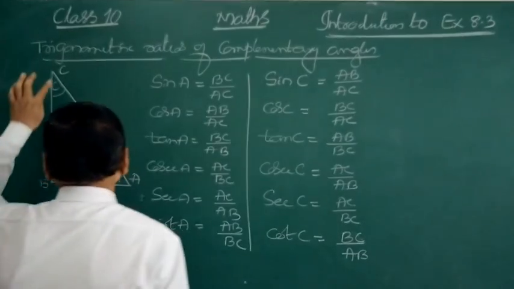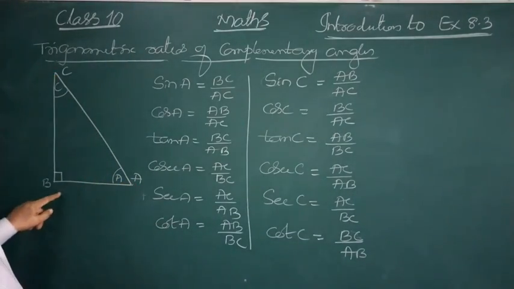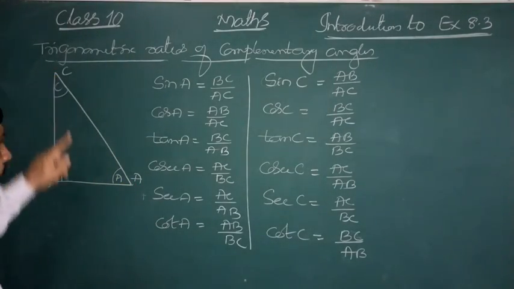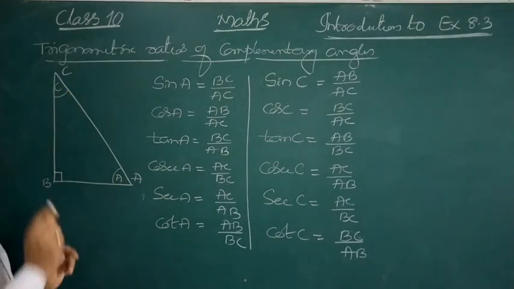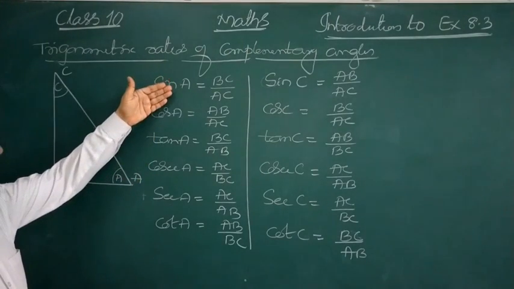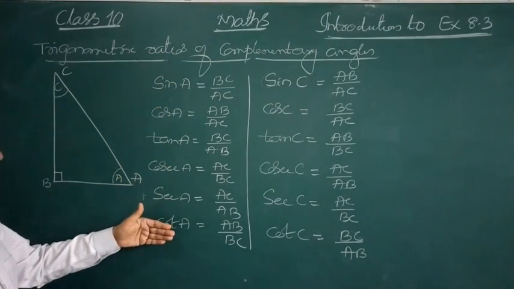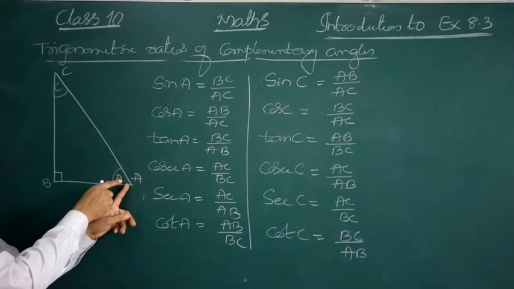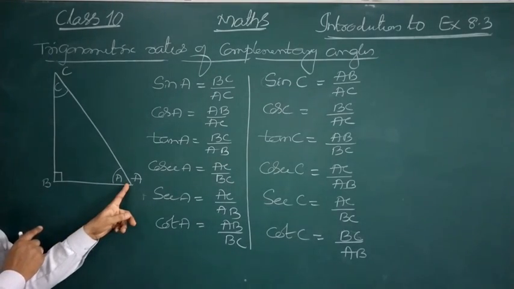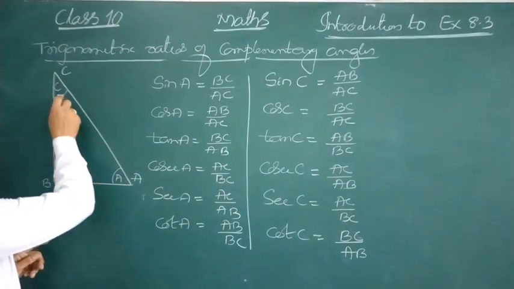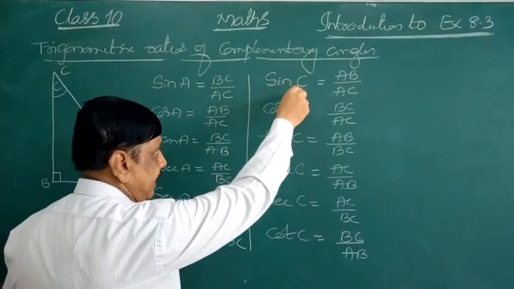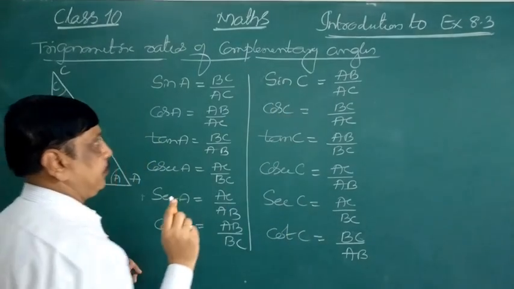I have drawn a right triangle ABC. Here B is the right angle, and A and C are acute angles. I have written all the six trigonometric ratios by taking angle A as a reference angle. Similarly, when I take C as a reference angle, I have defined again six trigonometric ratios.